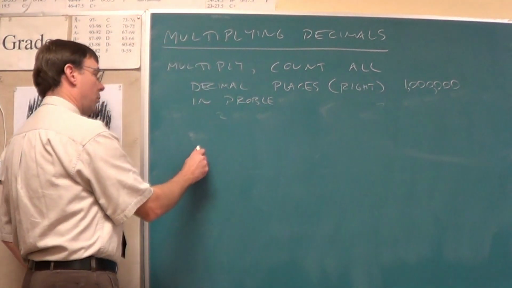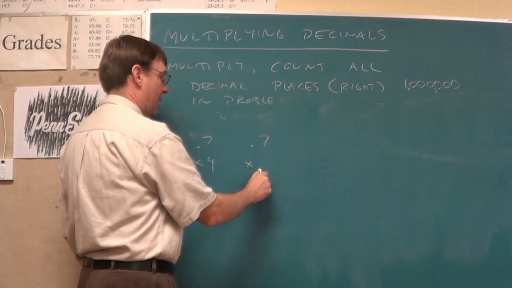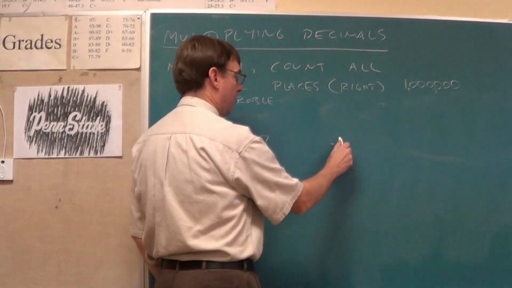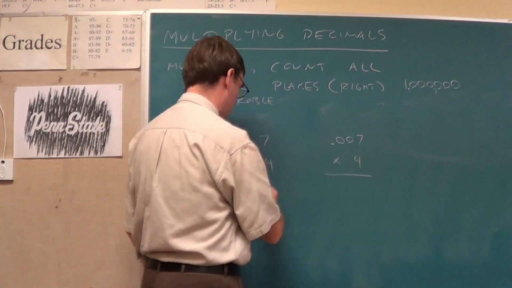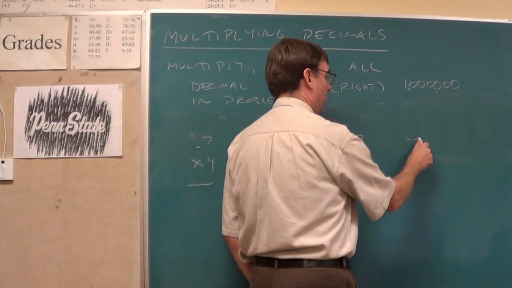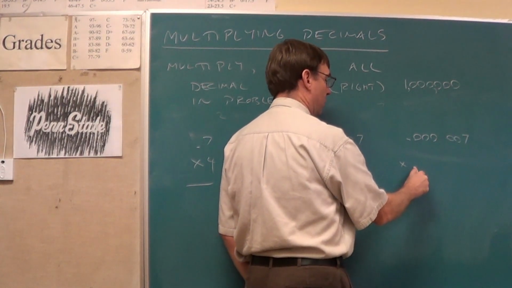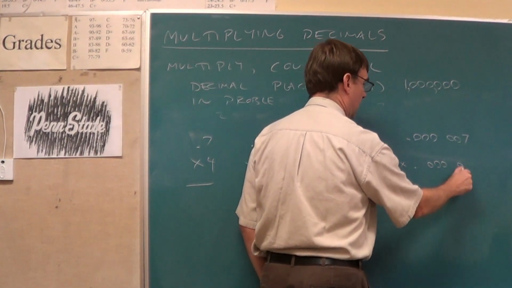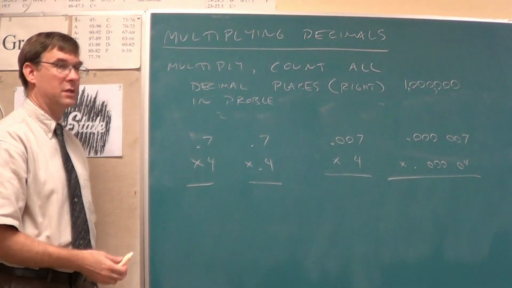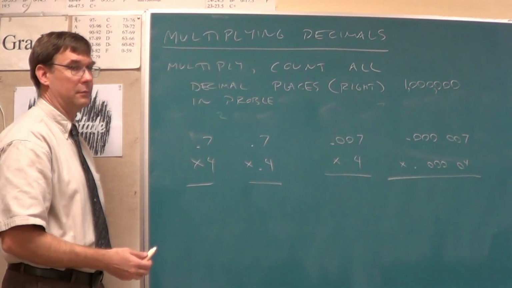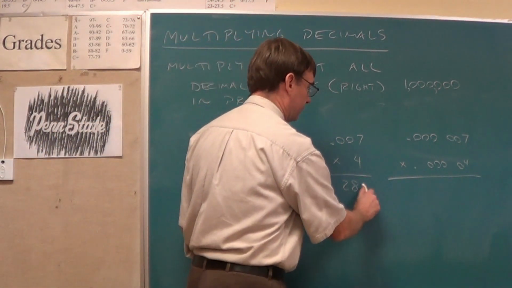Go 0.7 times 4, 0.7 times 0.4, 0.007 times a regular 4, 0.00007 times 0.00004. All of these answers have something to do with 28. 28. 7 times 4 is 28.